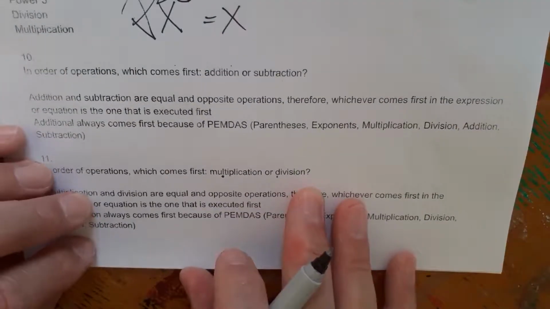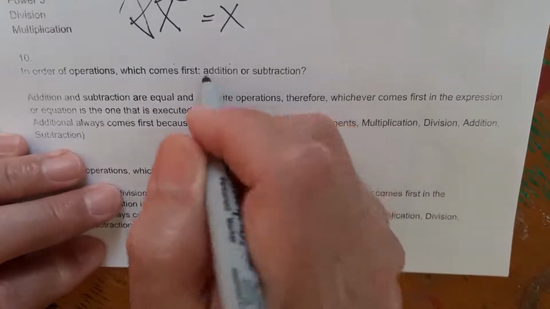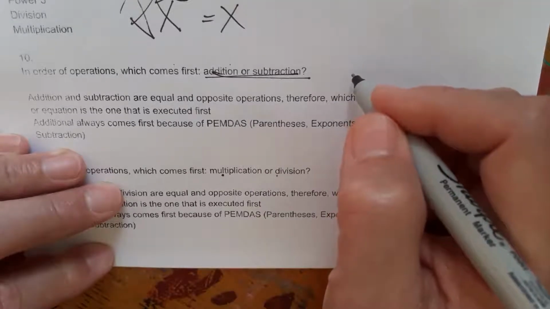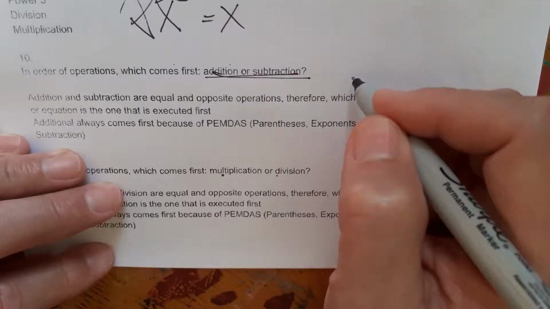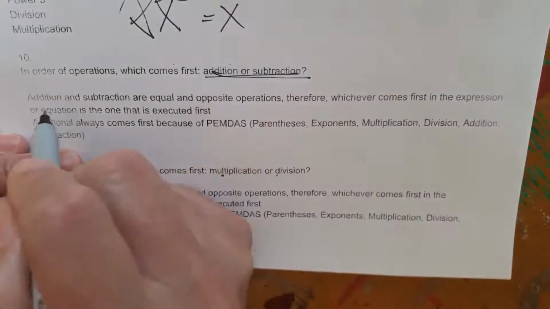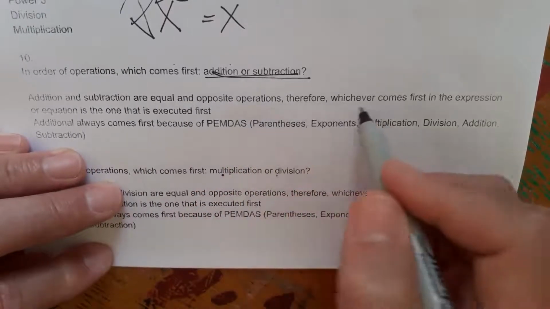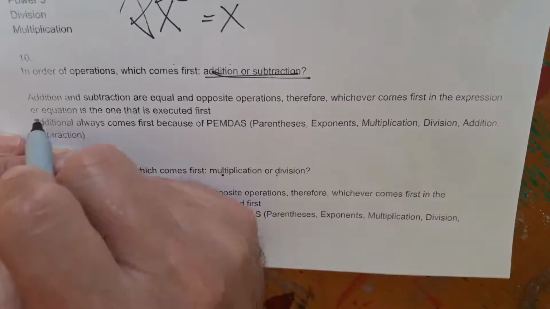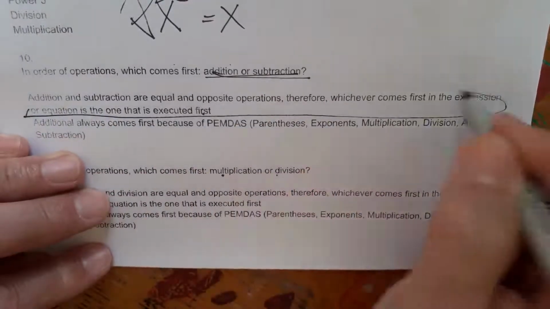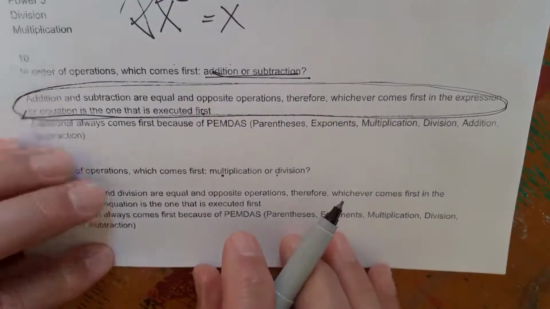All right, we have all this in. In order of operations, which comes first, addition or subtraction? Trick question, you guys. If you wrote PEMDAS, this could trip you up, but if you remember the left to right rule of equal and opposite operations, which addition and subtraction are. Addition and subtraction are equal and opposite operations, therefore, whichever comes first in the expression or equation is the one that is executed first. Left to right rule of equal and opposite operations.